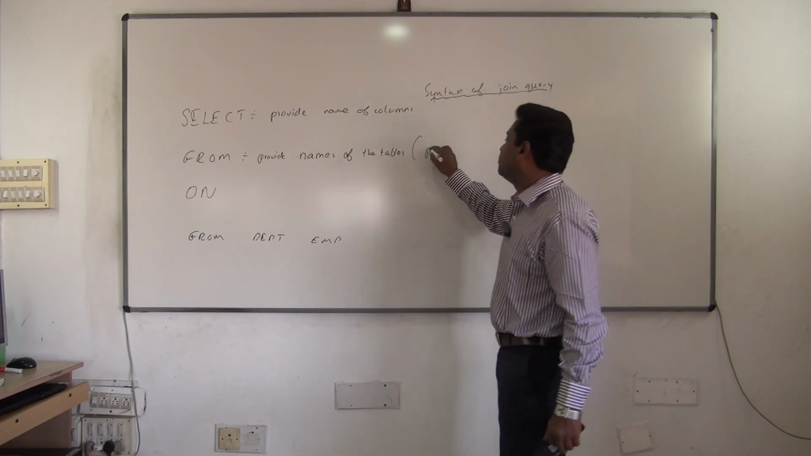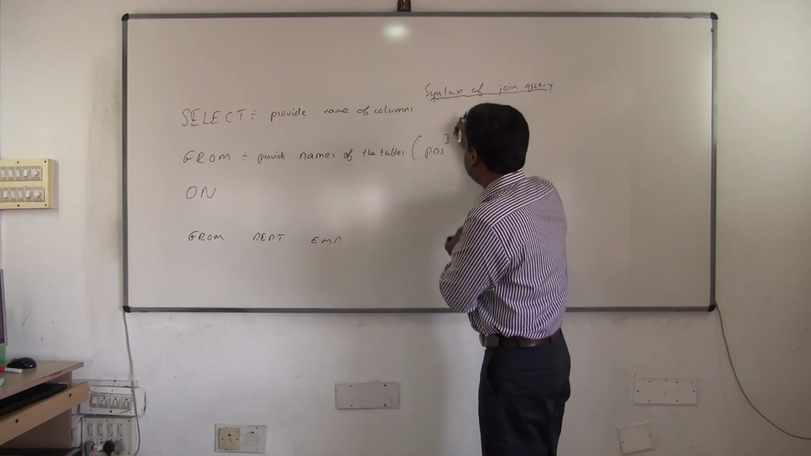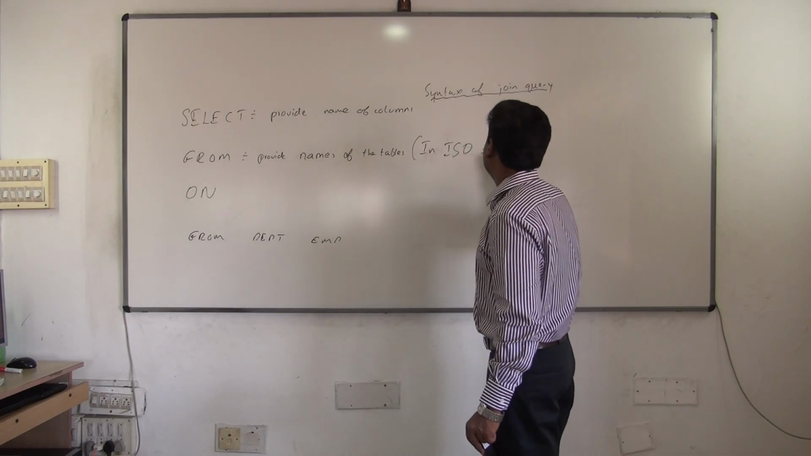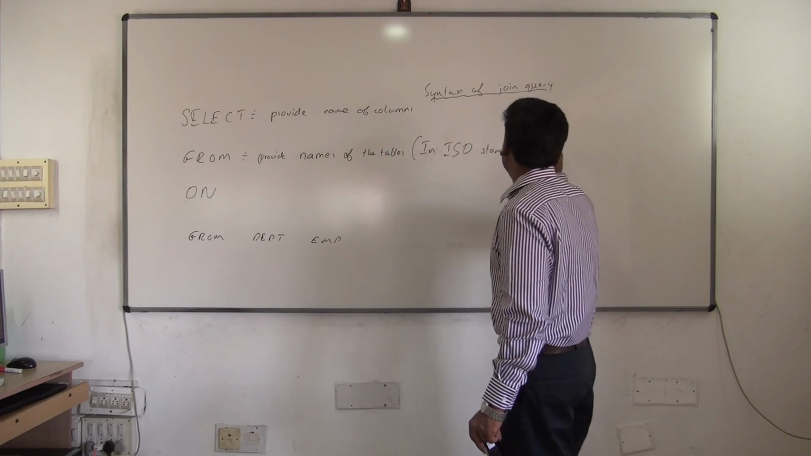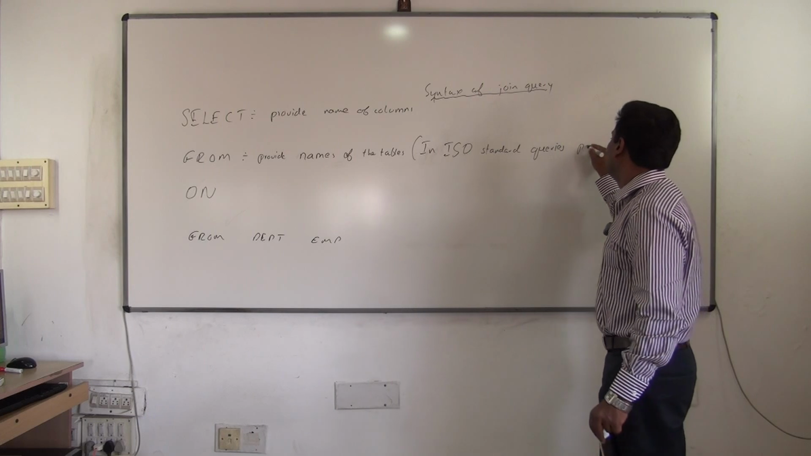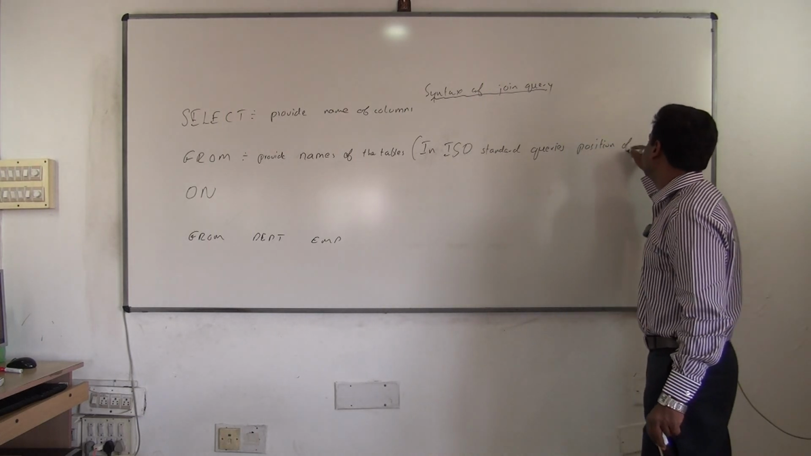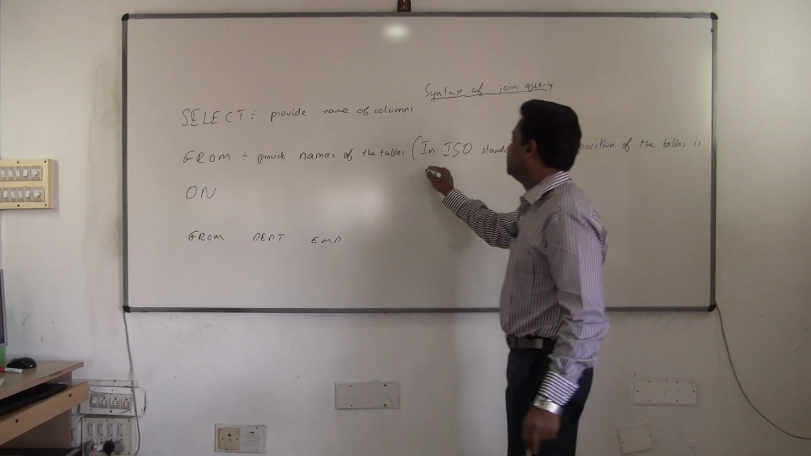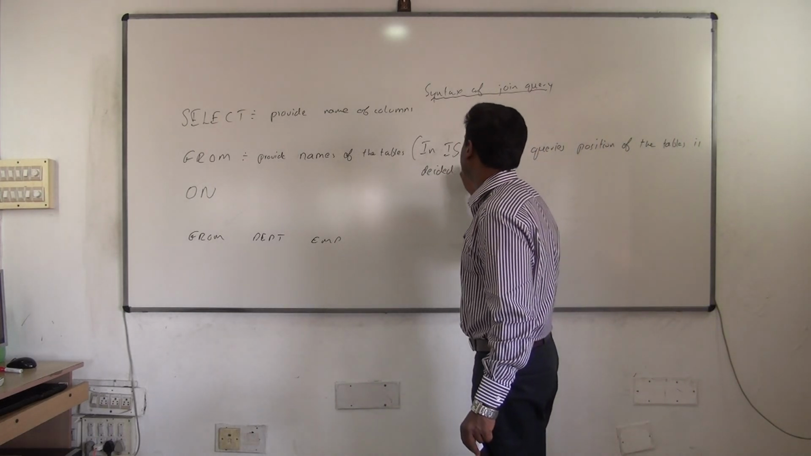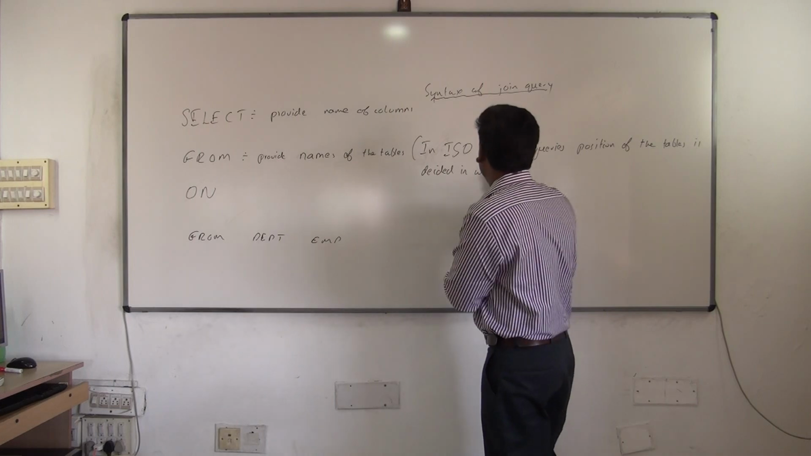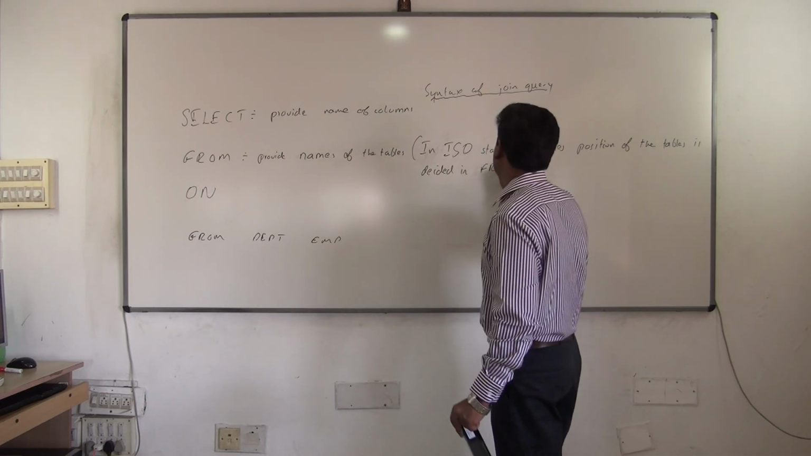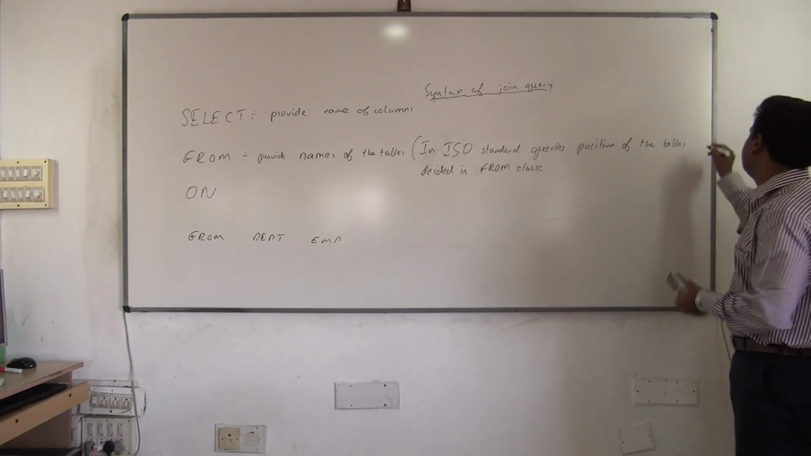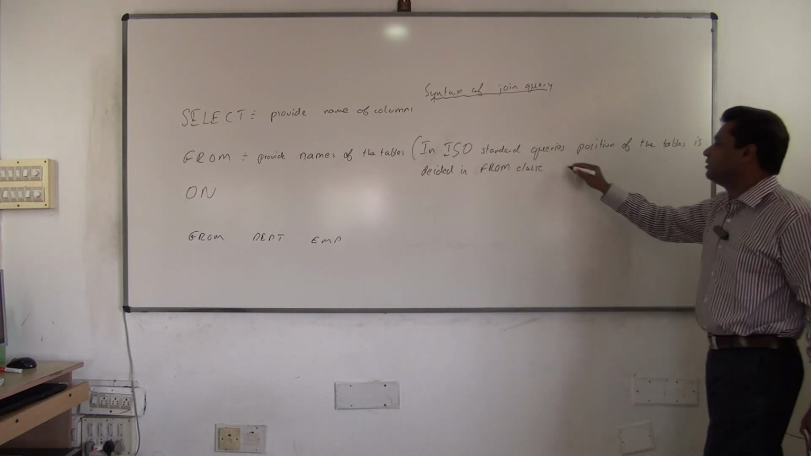So I'll write it here. In ISO standard queries, position of the tables is decided in from clause. Position of the table is decided in from clause.